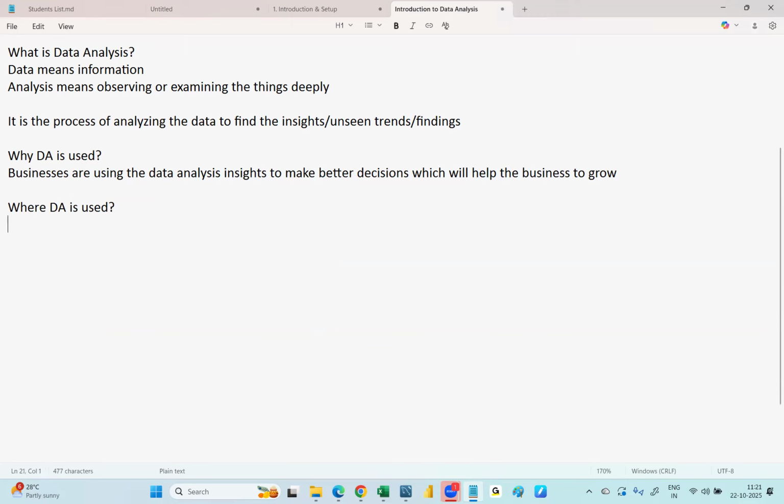After learning it, where am I going to get a job? So let us see where it is used. Where data analysis is used, in the sense, there are so many opportunities we have in the market. First of all, let us start with e-commerce, where I'm going to discuss Amazon.